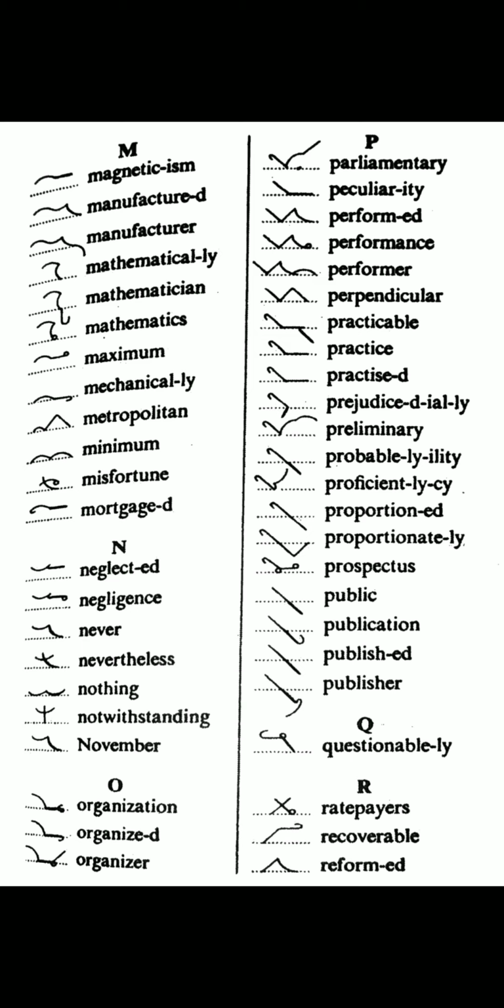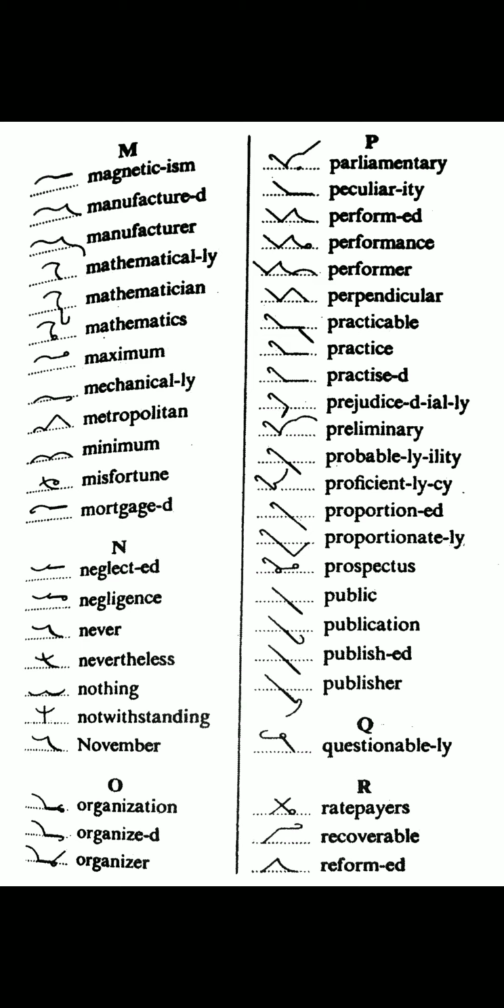N stroke with gay stroke with L hook above the line for neglect or neglected. N stroke with gay stroke with L hook with NS circle above the line for negligence. N stroke with V stroke on the line for never. N stroke intersecting V stroke on the line for nevertheless.